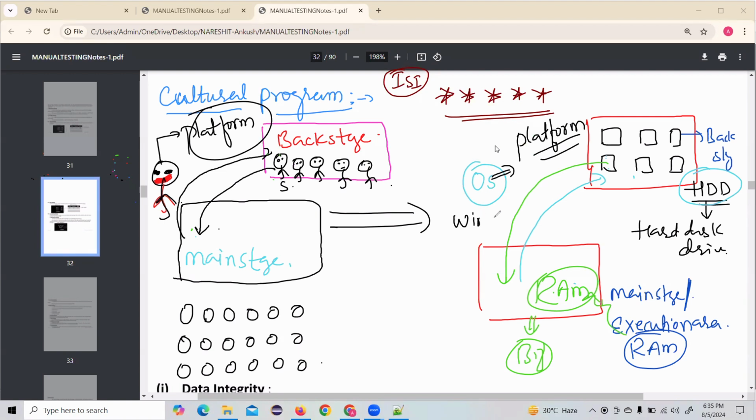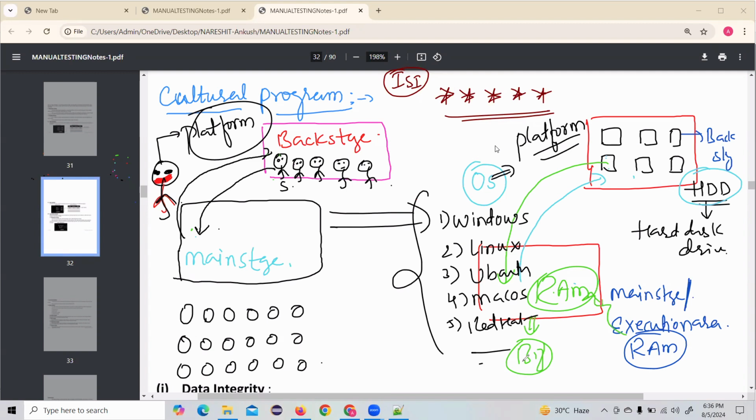What are they? Windows, Linux, Ubuntu, Mac OS, Red Hat. Okay, these are all operating systems. Did you understand?